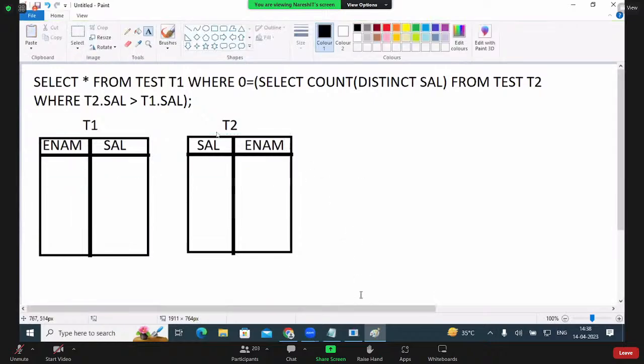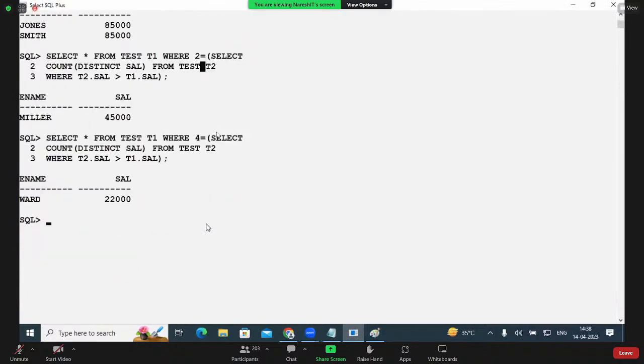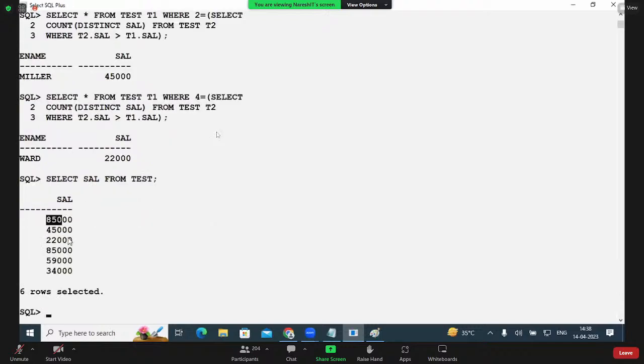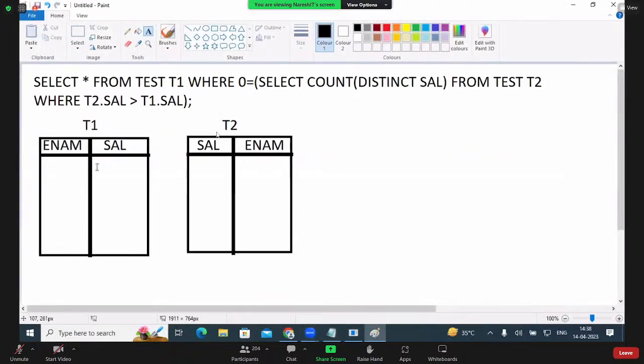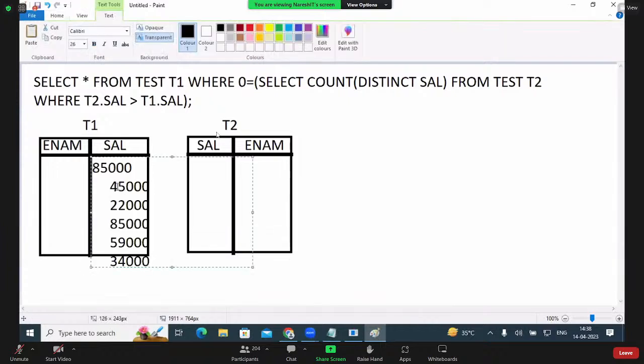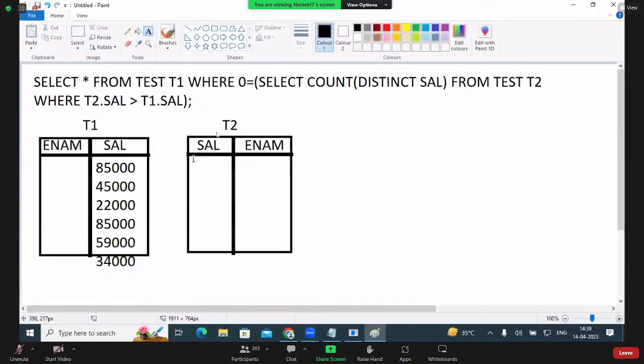Okay, fine. And your table. So come to your table now. Select sal from test. This is my salary information. I just copy this and paste it here in the salary column. Okay, and the same for the second table.